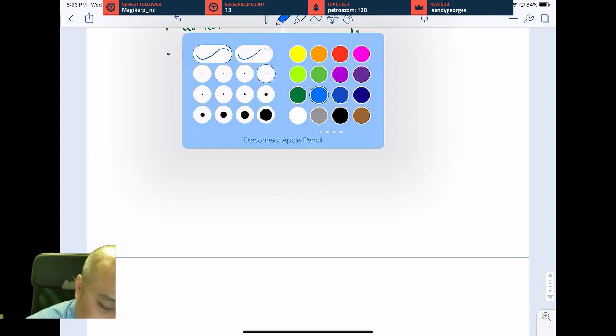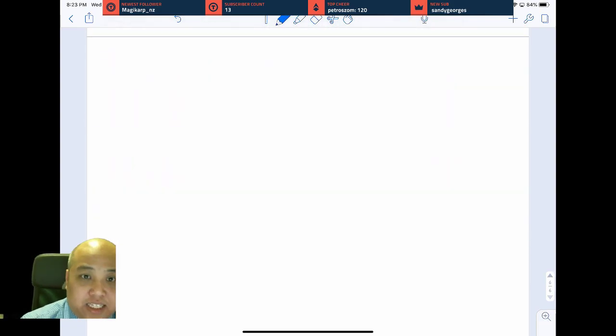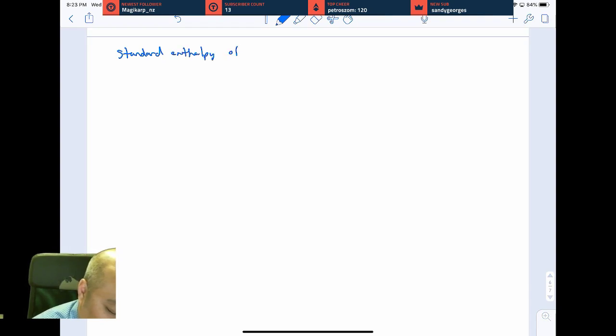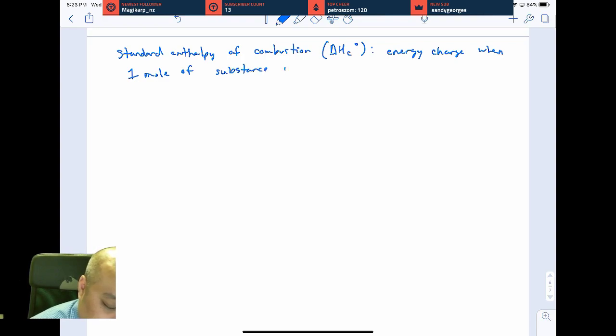So let's add a couple more things in separate concepts to kind of clean things up and wrap this up. And so, one, standard enthalpy of combustion, which is delta H c naught. Okay. That is the energy change when 1 mole of substance undergoes combustion at standard conditions.